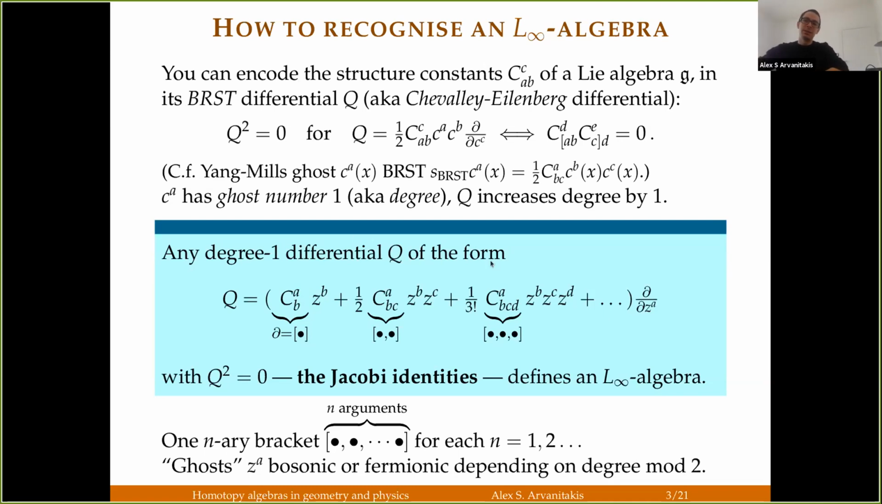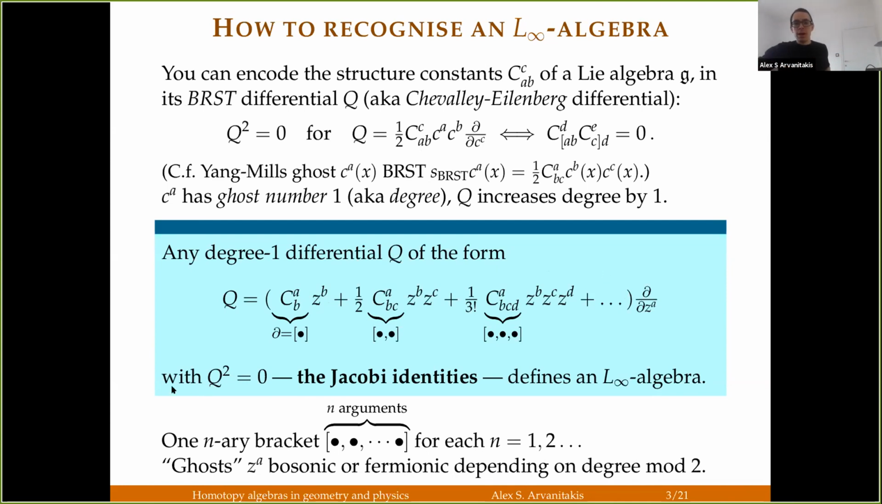And importantly, this Q expression starts at linear order. So the first term here defines a bracket of one argument. That's just a linear map in the vector space where the L-infinity algebra lives. This term is familiar from the Lie algebra case, defines a bilinear bracket. A cubic term defines a trilinear bracket, and possibly up to infinity.